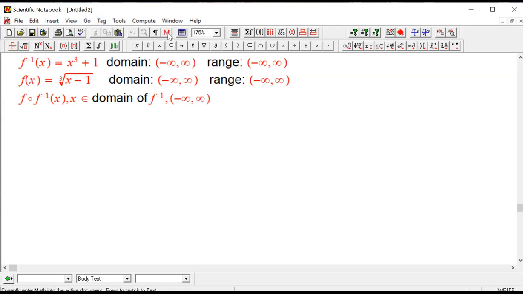And the other one is f inverse composite f of x. Okay? And this x is from the domain of f. The domain of f, of course, happens to be the same as the domain of f inverse, but they're not always the same. Okay, so for each one, we're going to verify, right?